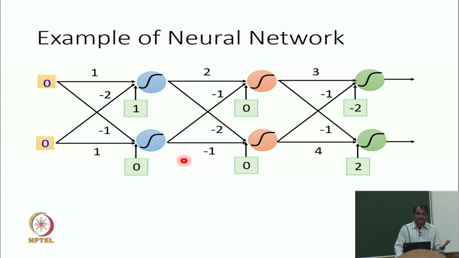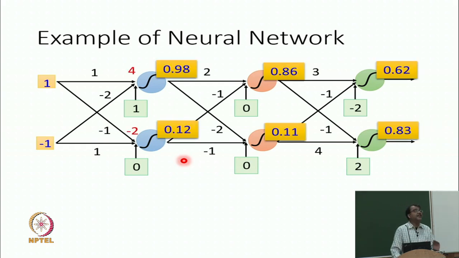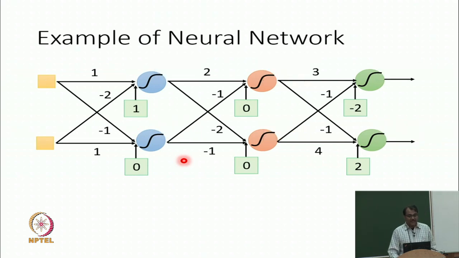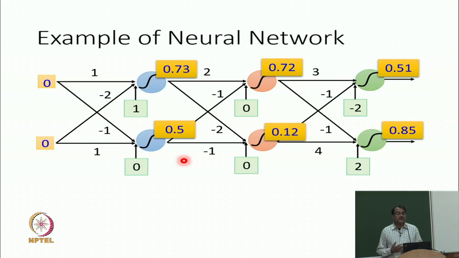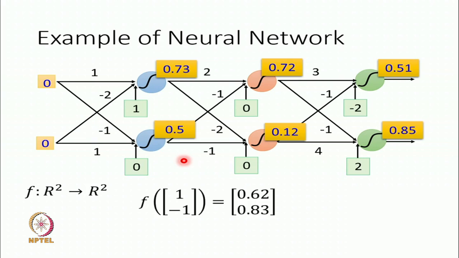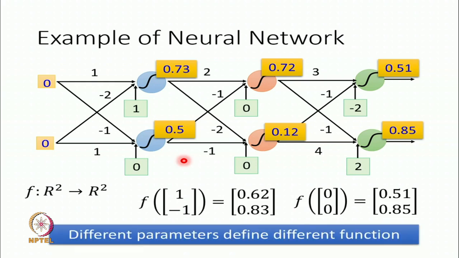Now, if I have a different set of inputs, so here I had the output 0.62, 0.83. So you can say that this function from 1 comma -1 is computing the output 0.62, 0.83. Similarly, if I have a different input like 0, 0, let's say the function is computing 0.51, 0.85. So in this very small, tiny example, you can say it's a function from R squared to R squared, and the function from 1, -1 gives 0.62, 0.83, the function from 0, 0 gives 0.51, 0.85. And you can say that a different set of parameters will define a different function. So I have a function and I have the parameters for it, which are all the weights and all the bias terms.